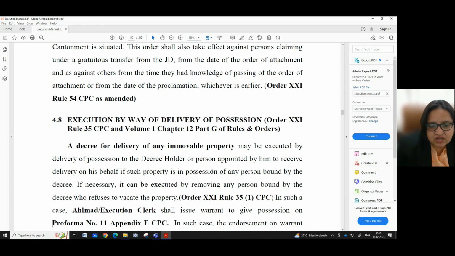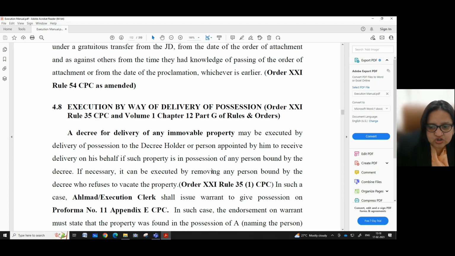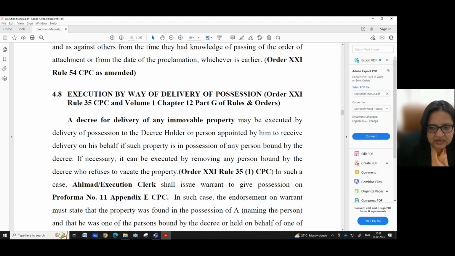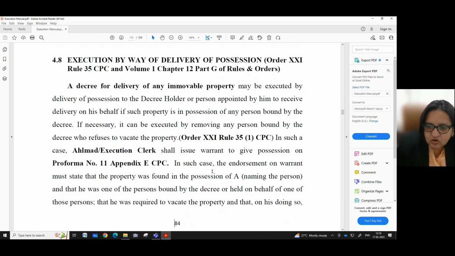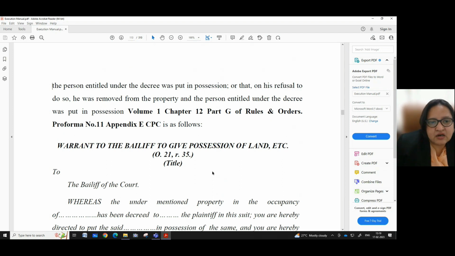In such a case, the Ahlmad or execution clerk shall issue a warrant to give possession on pro forma number 11, Appendix E, CPC. In such case, the endorsement on the warrant must state that the property was found in the possession of A, naming the person, and that he was one of the persons bound by the decree or held on behalf of one of those persons, that he was required to vacate the property, and that on his doing so, the person entitled under the decree was put in possession, or that on his refusal to do so, he was removed from the property and the person entitled under the decree was put in possession.